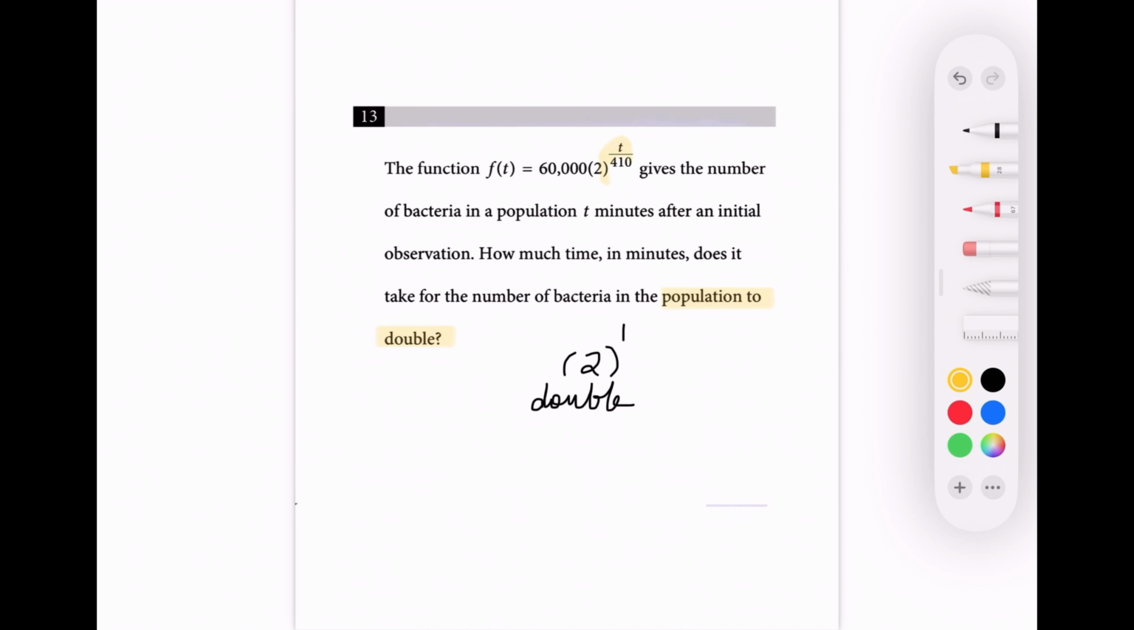And if we look at the equation, it says that it has a 2 with a power of t over 410. So for this to be doubling, that means that t over 410 has to be equal to the 1, so that they have the same exponent. And if we make that equivalency and we solve for t, we can see that t would have a value of 410. So as you can see, once you know this formula and understand it, the problems become relatively simple.